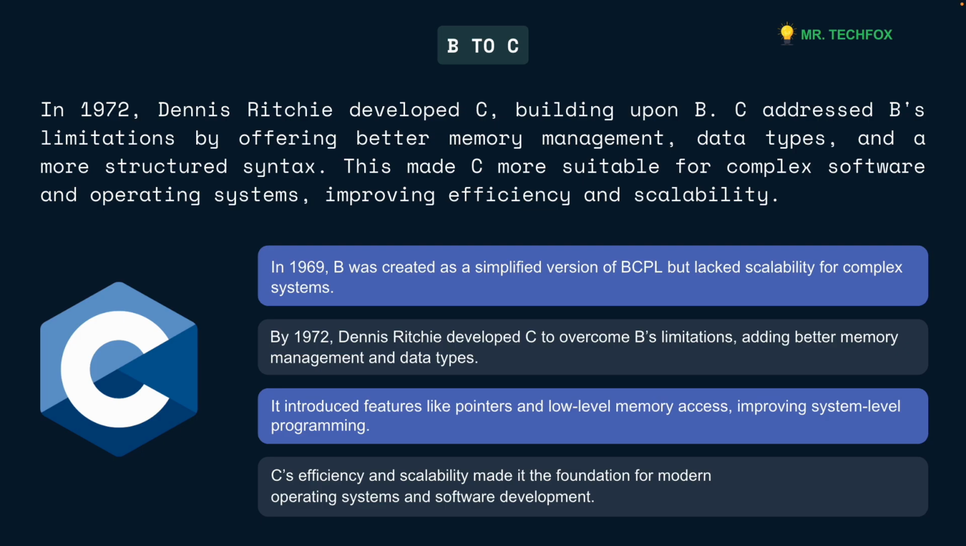Now, here's where it gets interesting. In 1972, Dennis Ritchie took B's ideas and developed C. C was a game changer. It solved many of B's limitations, offering much better memory management, more data types, and a more structured syntax. This allowed C to handle more complex systems. It introduced key features such as pointers and low-level memory access, which made it ideal for system programming and operating system development. C's efficiency and scalability made it the foundation for modern operating systems like Unix and for software development in general.